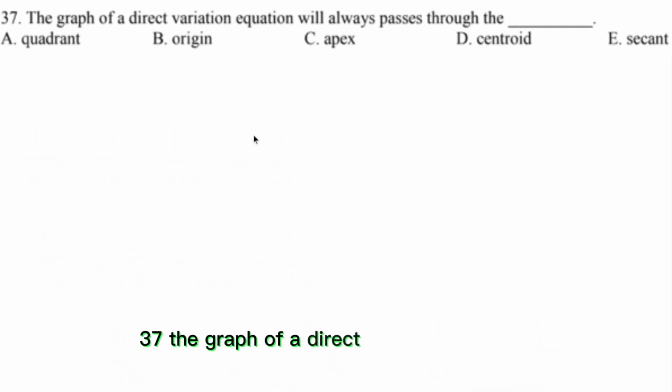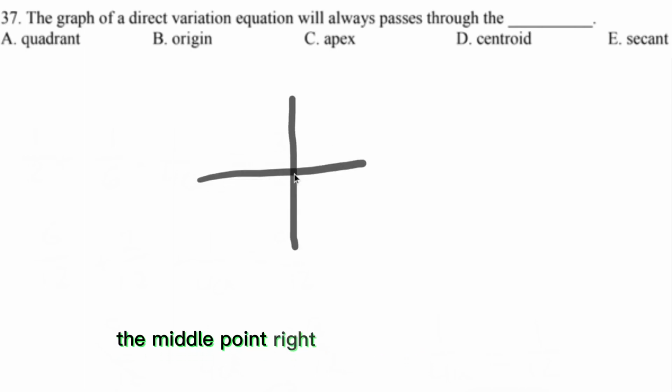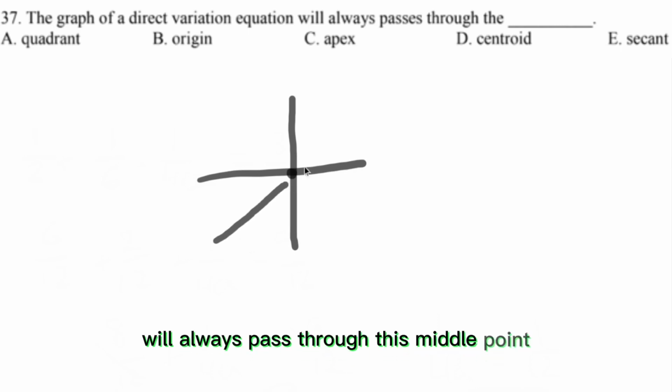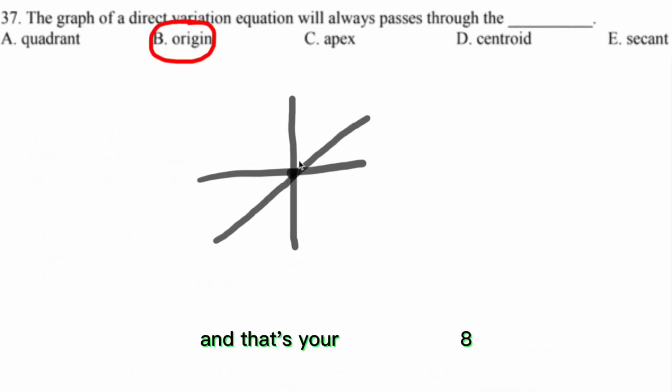37. The graph of a direct variation equation will always pass through the blank. This is easy. When given a graph, the middle point right here is called the origin, and a direct variation equation will always pass through this middle point, also known as the origin, and that's your answer.